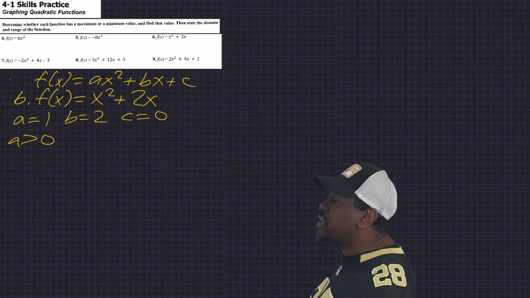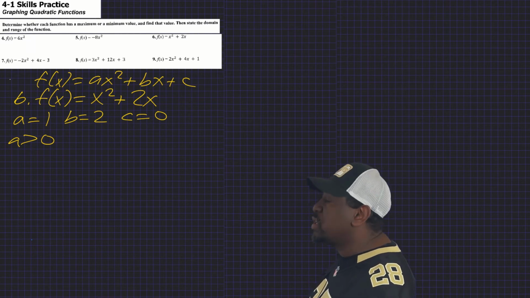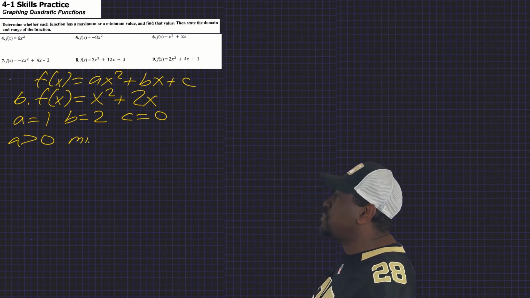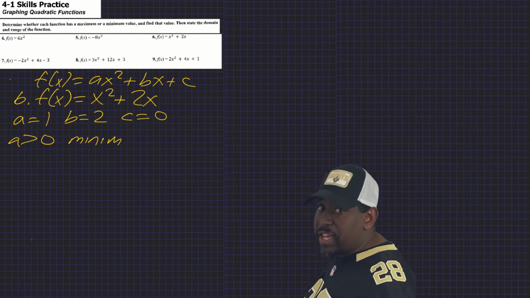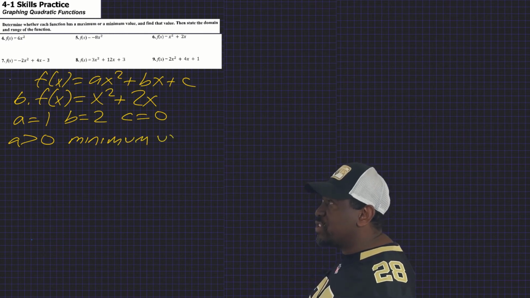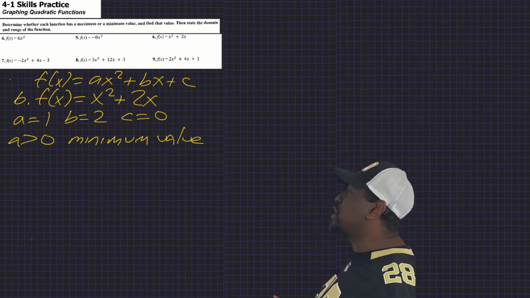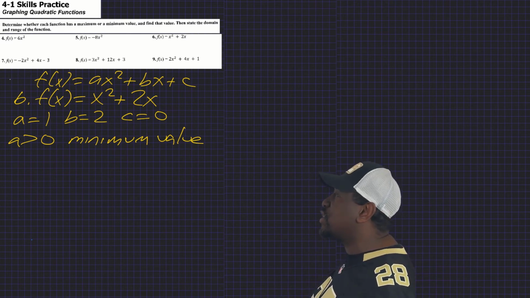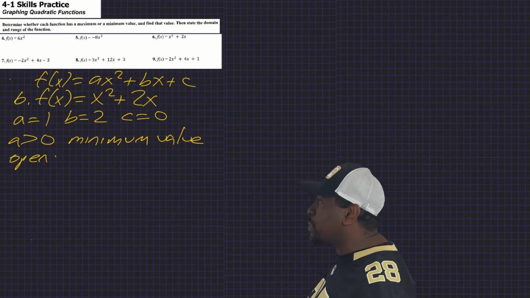Since a is positive 1, we know it's greater than 0. So we know this is a parabola that opens up. Since it's a parabola that opens up, what kind of value does that produce? As you can see on the screen, it produces a minimum value because the vertex is the lowest point when the parabola opens up.